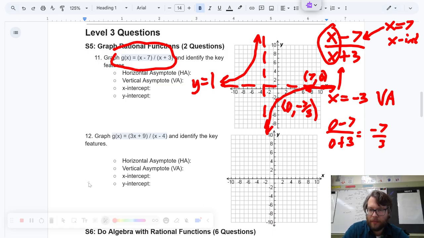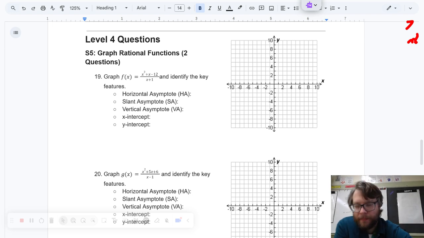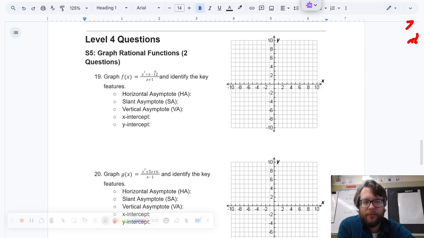So that's level 2, or level 3, excuse me. A little bit harder. Now we're going to go on down to level 4, where it gets even harder still. So on this one, we've got a quadratic on top of a linear. We can do exactly the same process though.